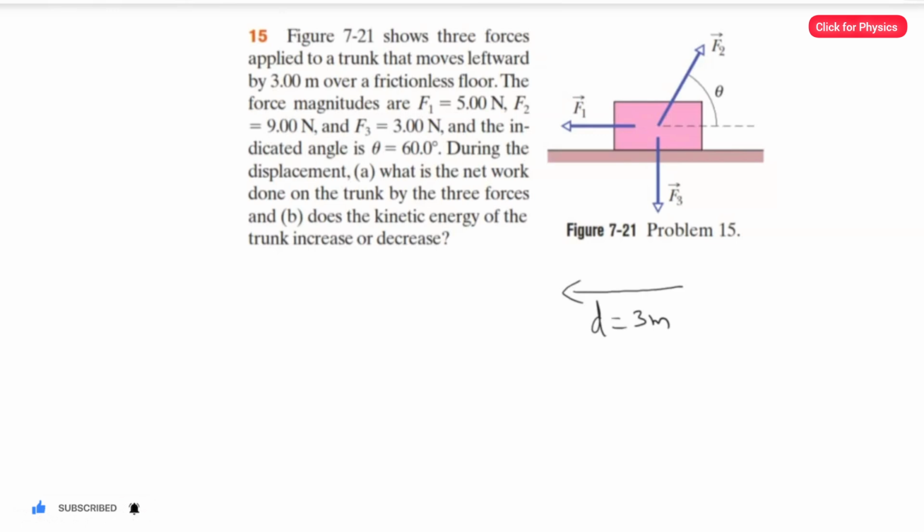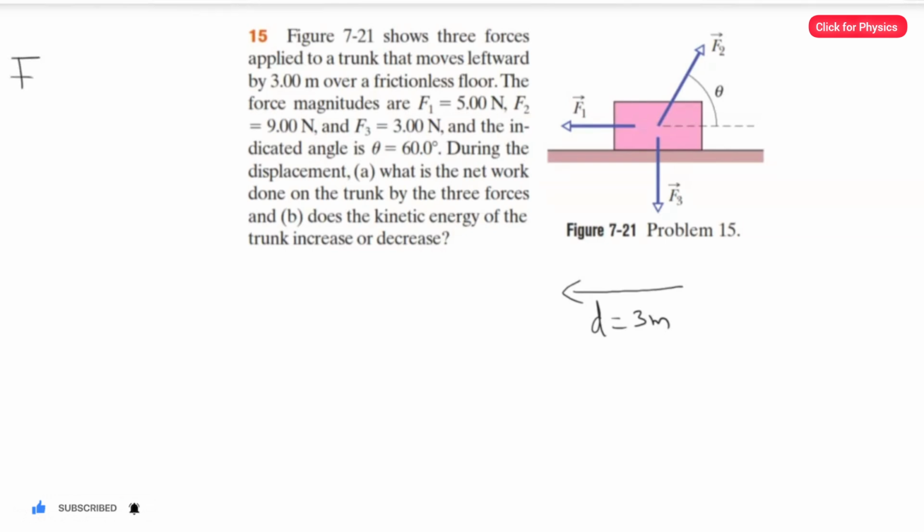And now what we have to do, we have to find the net work done based on these three forces. So that means we have to find what is the work done by the first force, what should be the work done by the second force, and what will be the work done by the third force. After we find W1, W2 and W3, we have to find the net work done. That is the answer for the first question. And after we find the answer, based on the answer, then only we can give the answer for the second part. So first of all, let's write the given first.